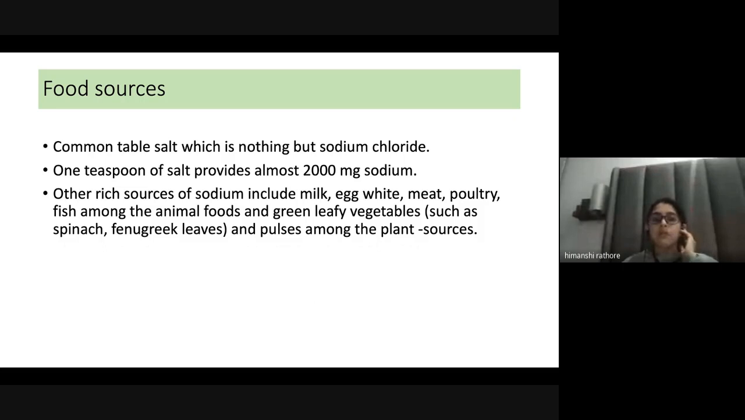Then other rich sources of sodium include milk, but milk doesn't have sodium in a bioavailable form. I'm giving you this because you have to write it in exams also. Common table salt is the only real example of having sodium in your diet. Milk contains a very sparing amount of sodium. Egg white, meat, poultry, fish. Why fish? Because they are present in oceans and they have a certain amount of salt in them. So that is why fish is a rich source. You can say fish are a rich source of sodium. But apart from that, none of the food can provide you enough sodium apart from table salt.